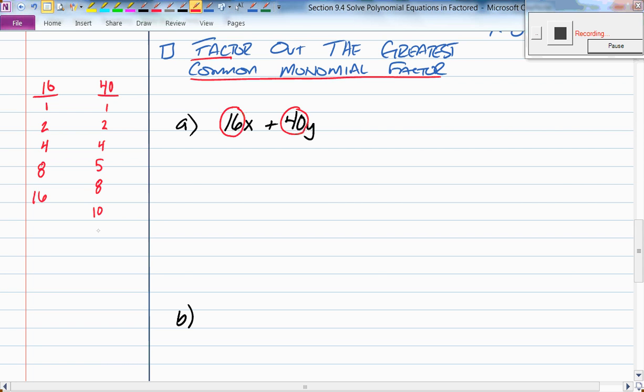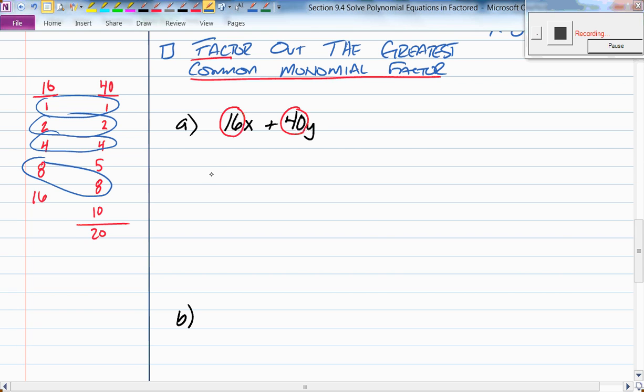10, good, what else? 20, but that's it, I can stop, right? Who cares, because I'm already past my 16, right? So let's see here. They both have a 1 in common, they both have a 2 in common, they both have a 4 in common. What's the greatest one they have in common? 8, that's how we got that number. Okay, pretty basic, right? So good, I can pull out an 8.